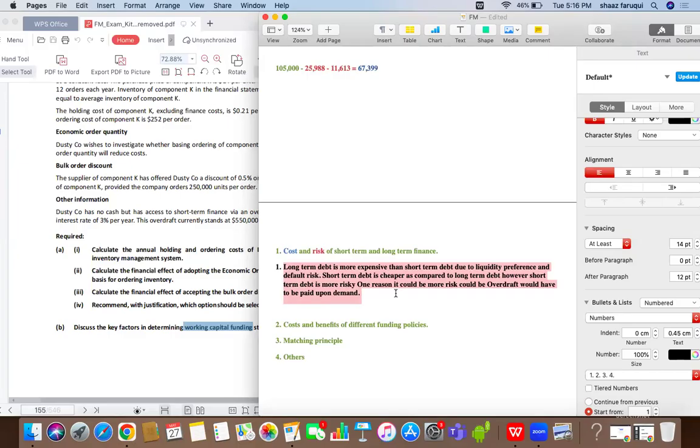Long-term debt is more expensive than short-term debt due to liquidity preference and default risk. Short-term debt is cheaper as compared to longer-term debt. However, short-term debt is more risky. One reason it could be risky could be this. If you put this, you will get full marks. Just have a read of that.